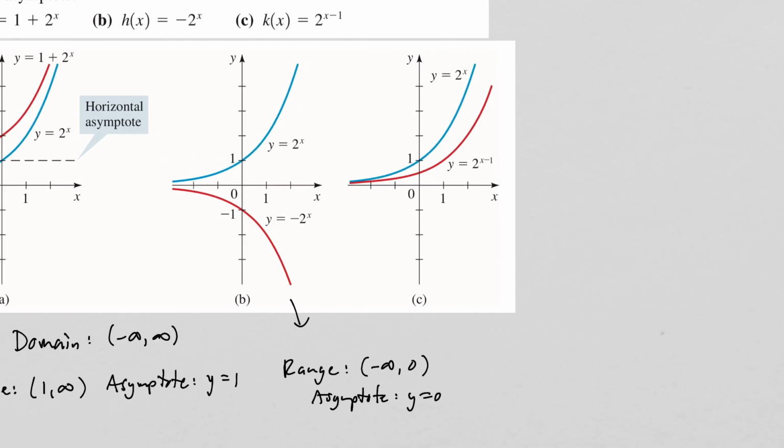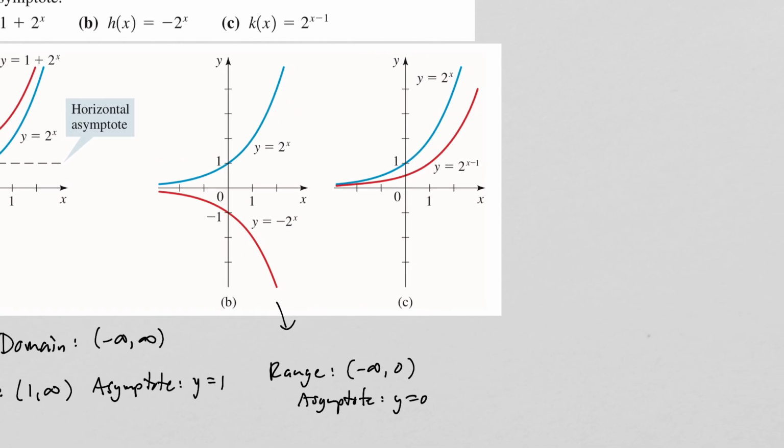And for the final one, the range is going to be all positive numbers. We can see that the red graph here is still covering all positive values of y. So that'll just be from 0 to infinity. And the asymptote is going to be y equals 0. That does not change. Okay, and so that's for the last one there.